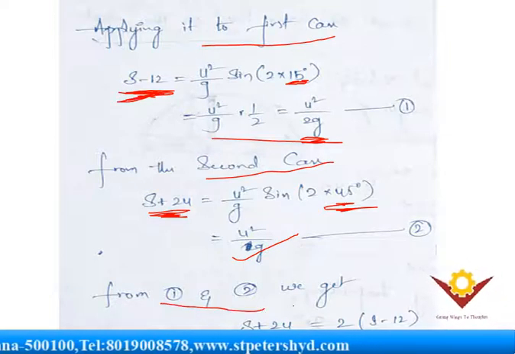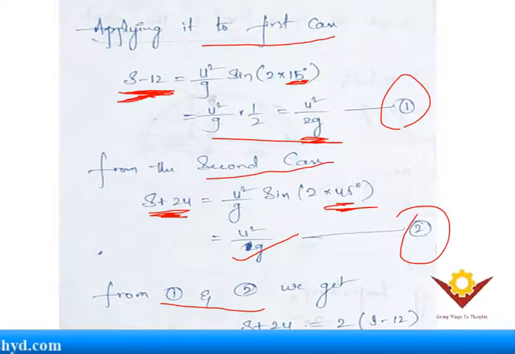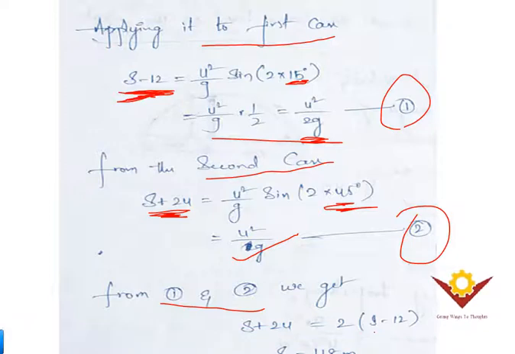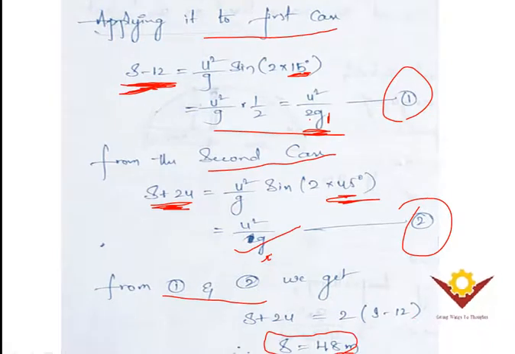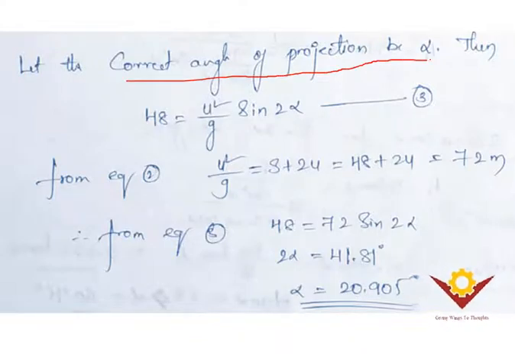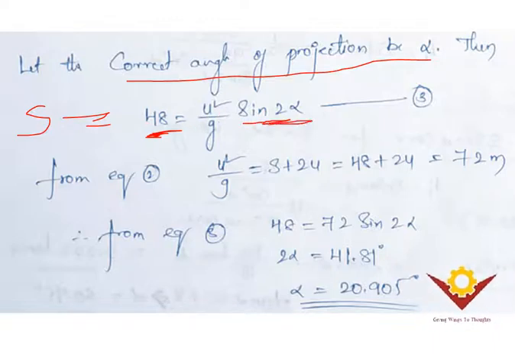Now from equation 1 and equation 2, if you simplify these two, you get S plus 24 equals 2 times S minus 12. That means this is 2 times, like here it is 2G, here only G. By that you get S equals 48. Clear? Next, let the correct angle of projection be alpha. Then the total range we now have is S equals 48 equals U square by 2G sine 2 alpha. We take this because we now require alpha when your distance is 48.